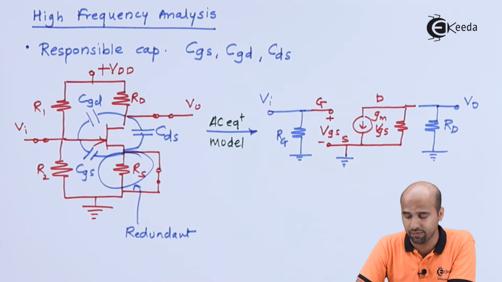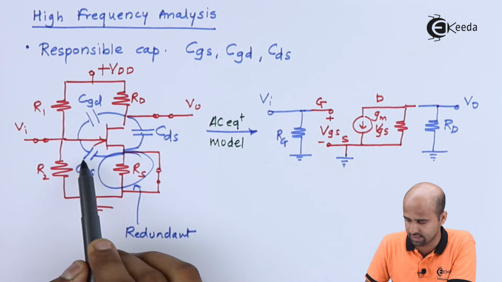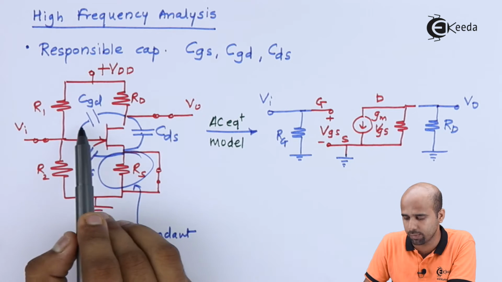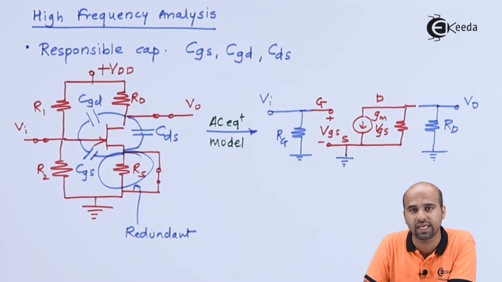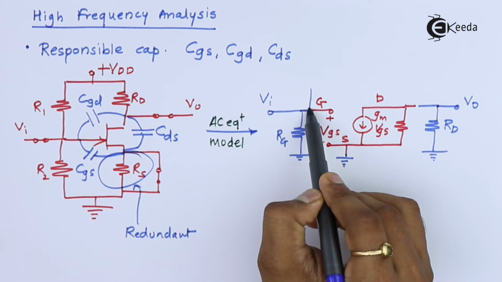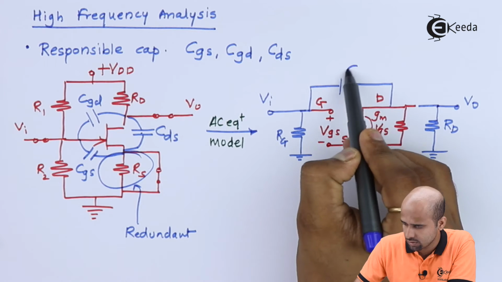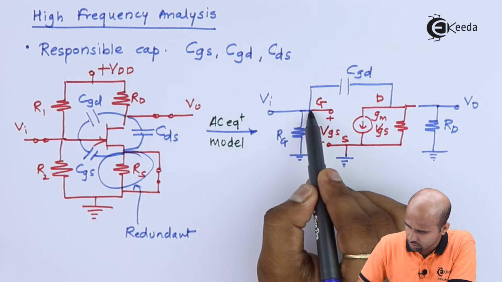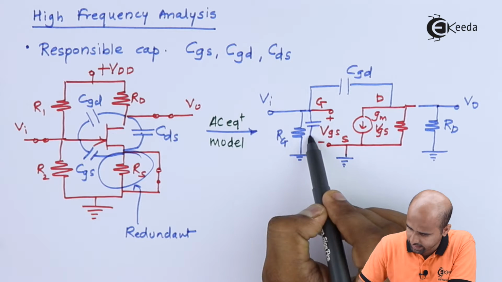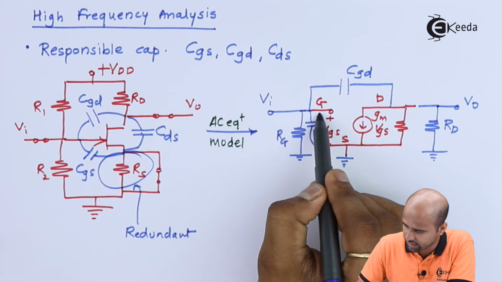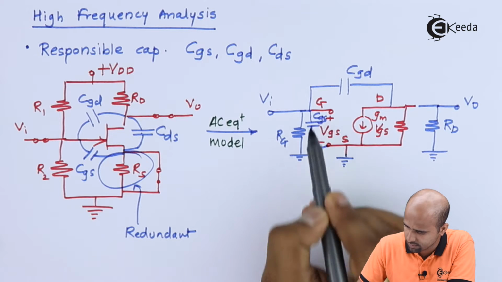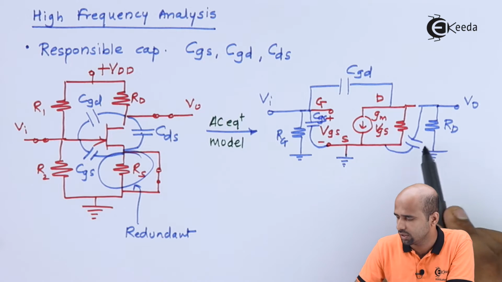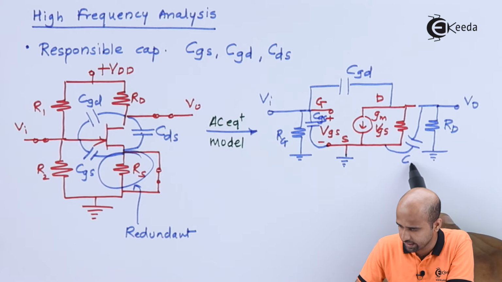Now the important part is left, how to place these capacitances. Similar to terminals, in between gate and drain I will be getting CGD. In between gate and source I will get CGS, and in between drain and source I will be getting CDS.